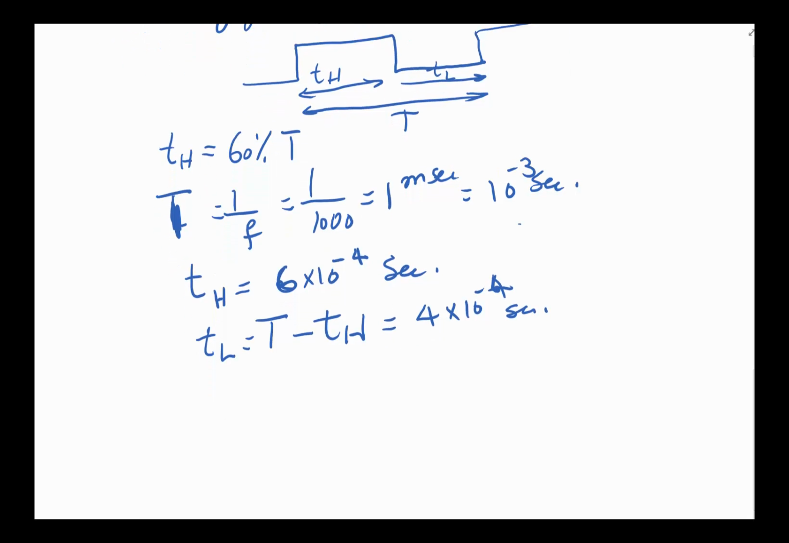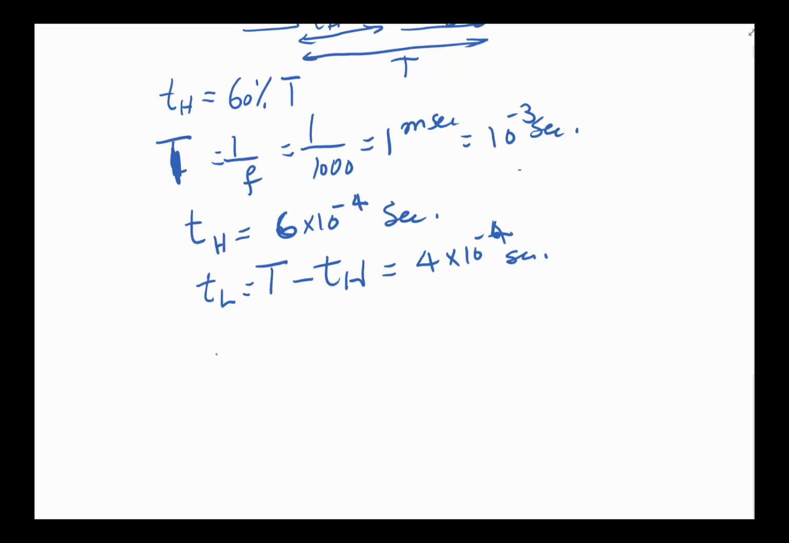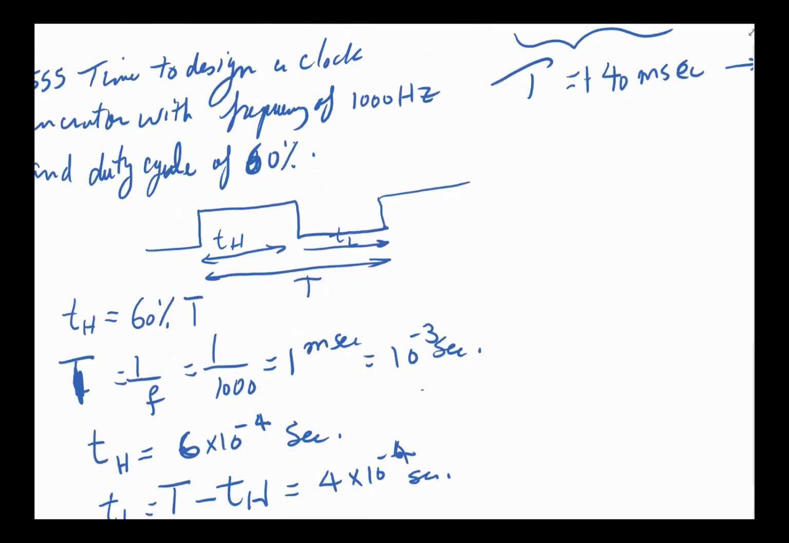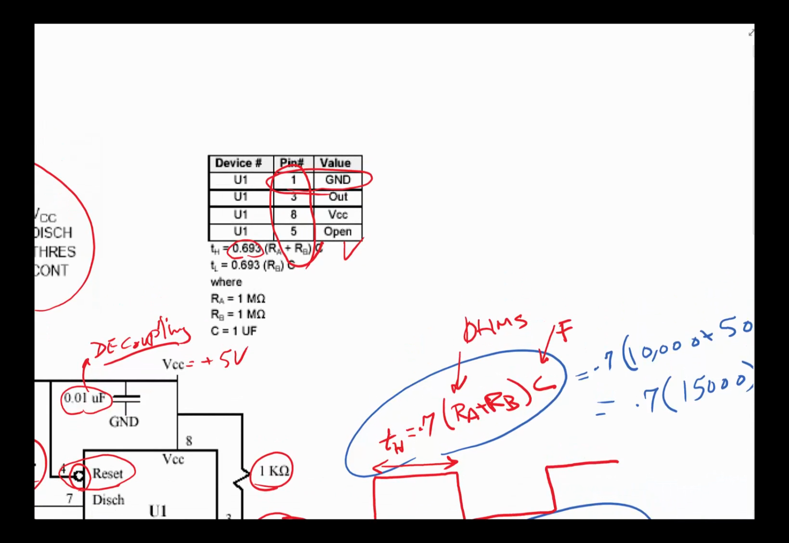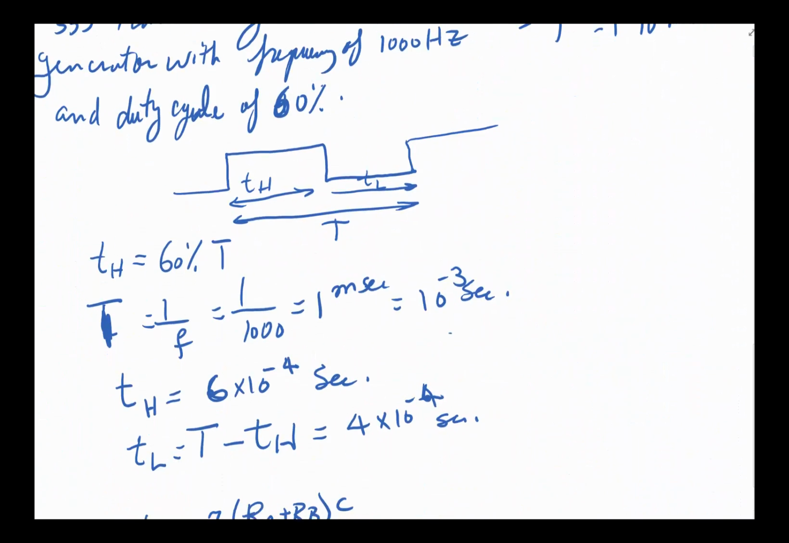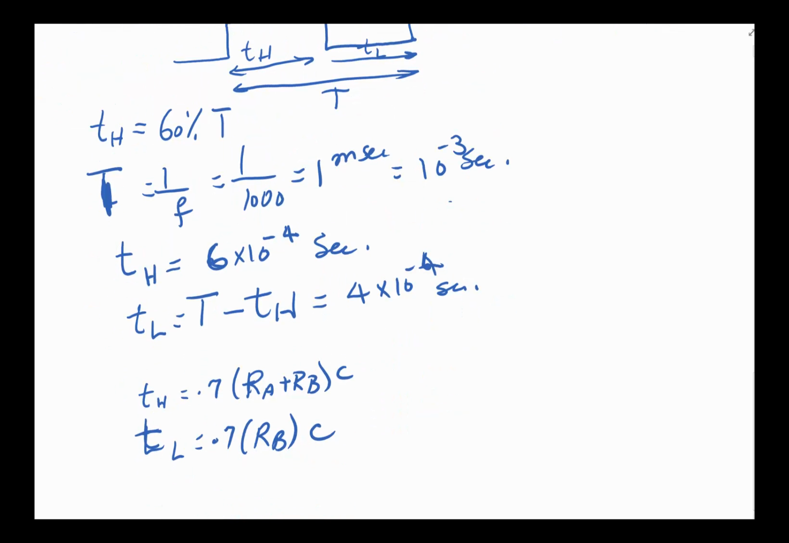Now, since they want us to use a 555 timer, from earlier we know T high is going to be equal to 0.7 times RA plus RB times C, and T low has to be 0.7 times RB times C. Just double check. Here are the equations, and those are right. Okay, so I have a bunch of information. Since I know what T high and T low would be, I can plug it in here.